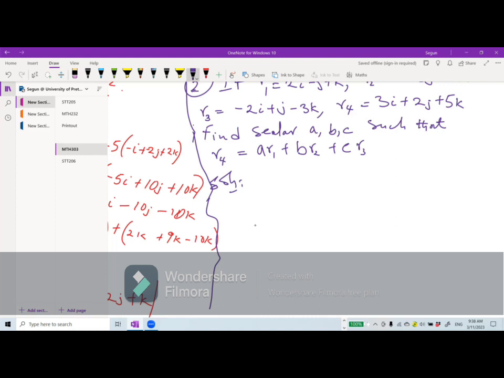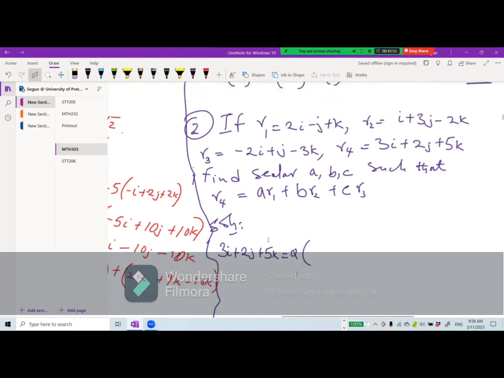Our R4 is, let's solve the R4. We have it to be 3i plus 2j plus 5k equals a in brackets.